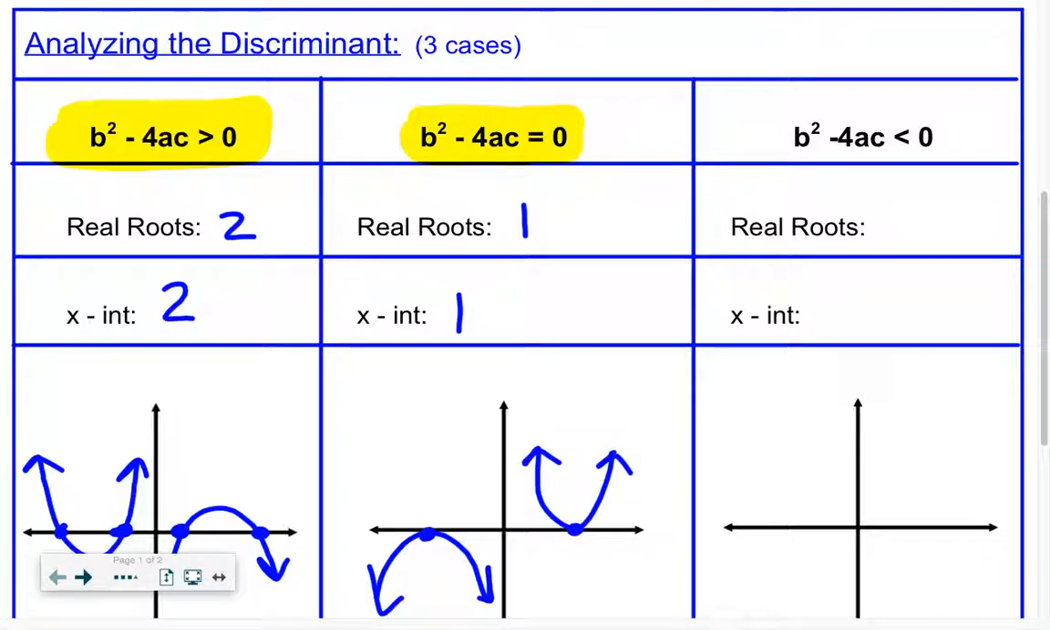An example of this would be y is equal to x minus 3 quantity squared. I know there's 2 of them. Therefore, my multiplicity is 2, given that my root is 3. Only one intercept. Okay?